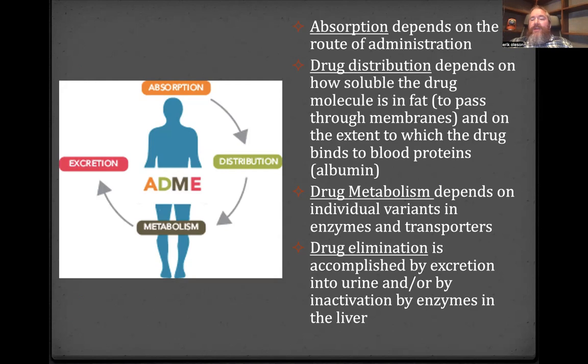Metabolism depends on the individual's variance in enzymes and transporters. But there are enzymes in your liver that break down drugs. Cytochrome P450 is the most common family. This is the chemical family that also breaks down alcohol.